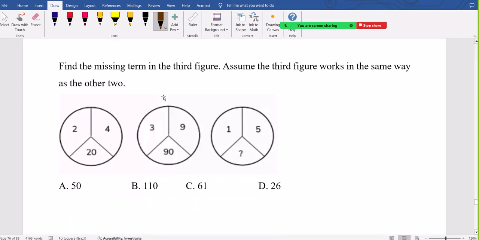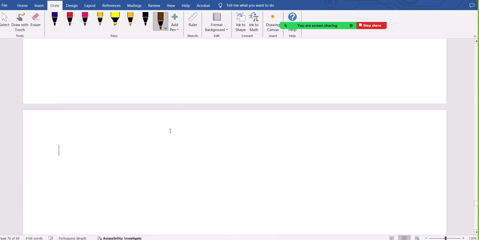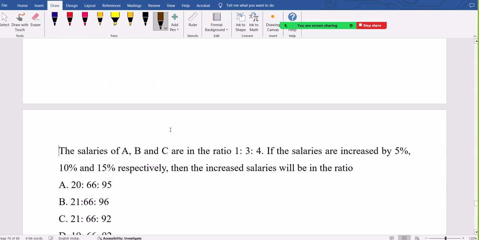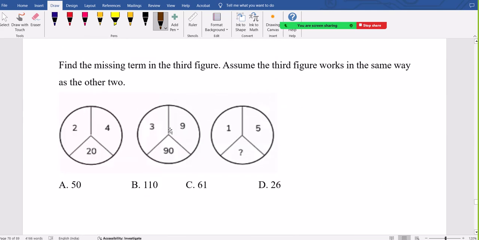Now what about this question? 2, 4, 20, 3, 9, 90, 1, 5, question mark.